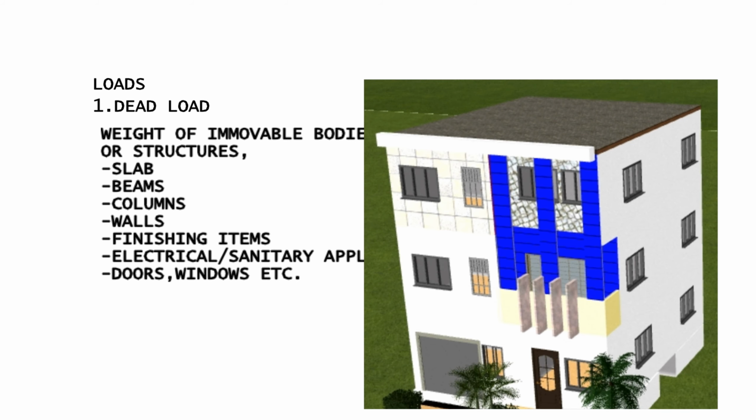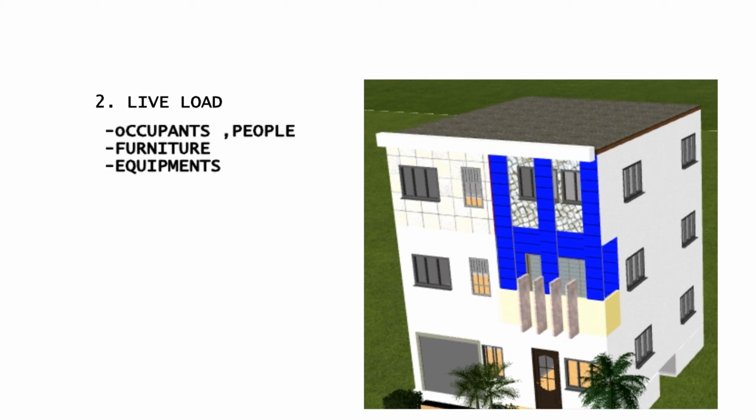Now we'll see what are the types of various loads. The first one is dead load. Dead load is a load due to immovable bodies, that is self-weight, finishing loads and water tanks, etc. Number two is live load. Live load is due to movable bodies, that is persons, furniture and equipments.